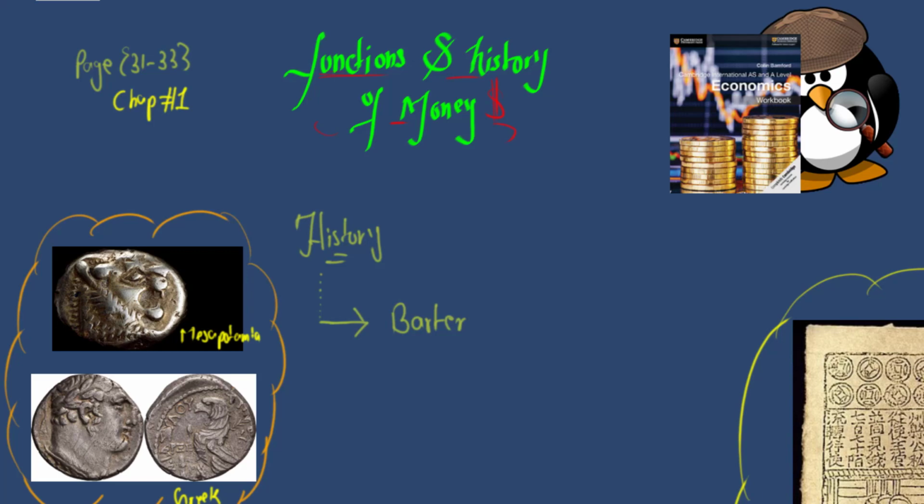The next topic, the sixth topic of chapter number 1, if my chronology is correct, is about functions and history of money. To be fair, you don't need to know about the history of money as such. However, if you understand the history of money, we get an idea of where we are coming from. This is from page number 31 to page number 33.